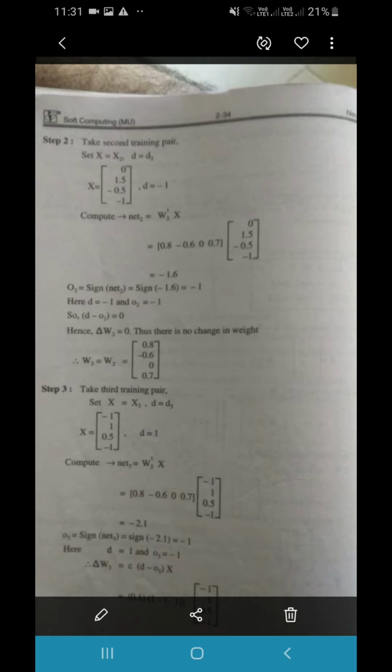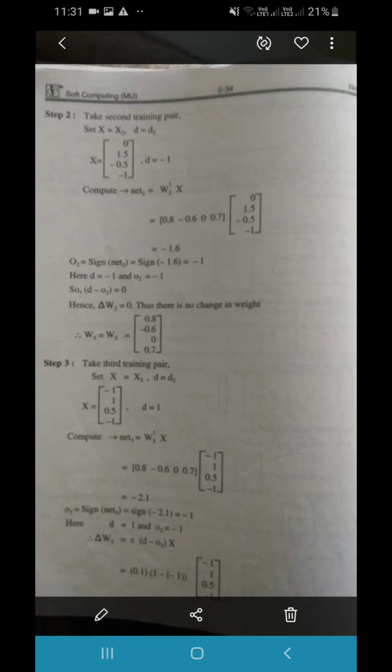Again comes a crucial step, O of I. What is O of I? It is sign of net of I. What is the sign? It is -1. So we have found O2. Then we have C. What happened here is that D minus O2 is 0. So delta W2 has become 0.